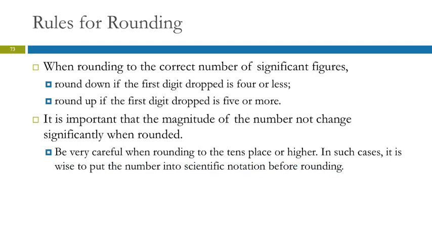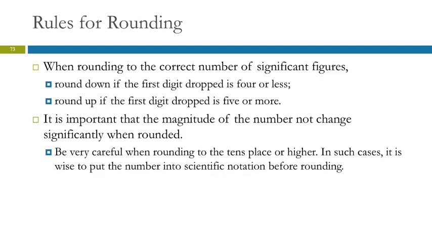Rules for rounding. So you round down if the first digit is less than 5, 4 or less. You round up if the first digit you're dropping is 5 or more. This is something you should have learned in elementary school. We're not going to do that odd even thing. We're just going to go 5 goes up, less than 5 goes down. It is very important that we don't change the overall size of the number when we round something, the magnitude.